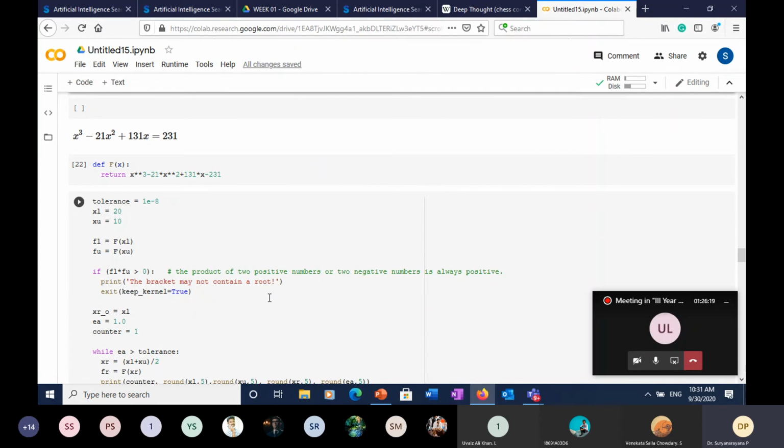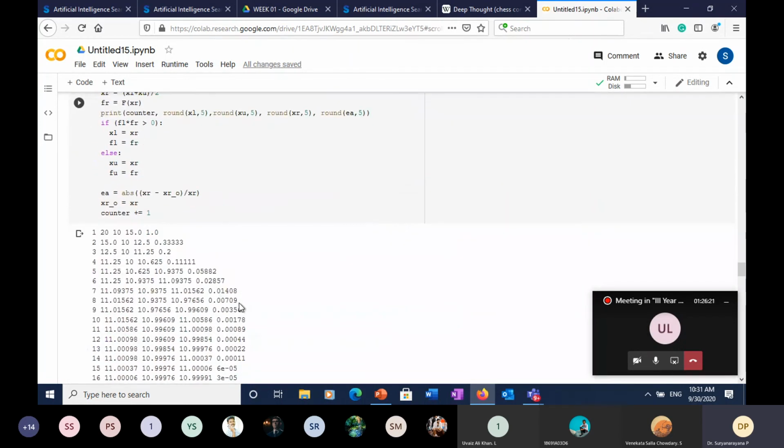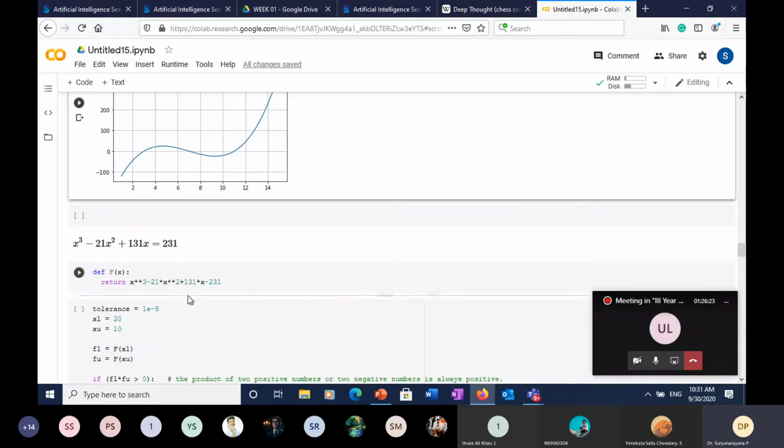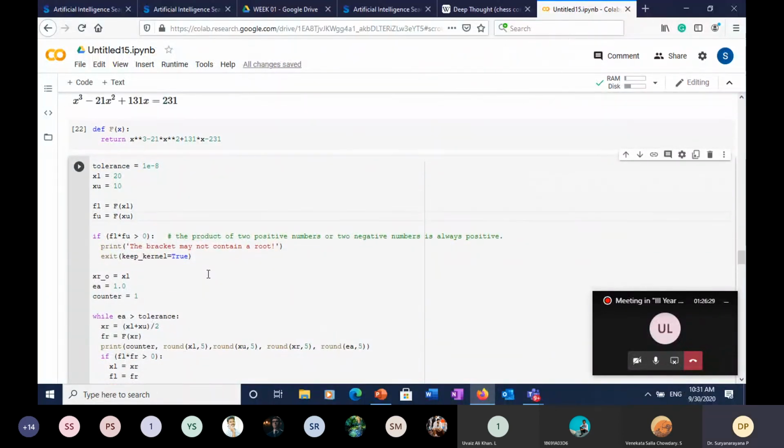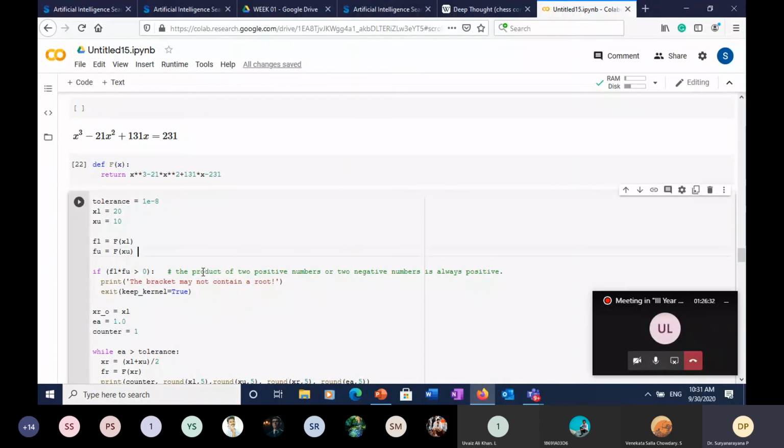You could do a similar thing with the scanning also, but here's the algorithm for the bisection method. We have done this in the last class, so I'll go a little quickly here, but I'll add some additional things to it. So initially, see, I'm saying that my tolerance in the root I'm looking for is 10 to the negative 8.